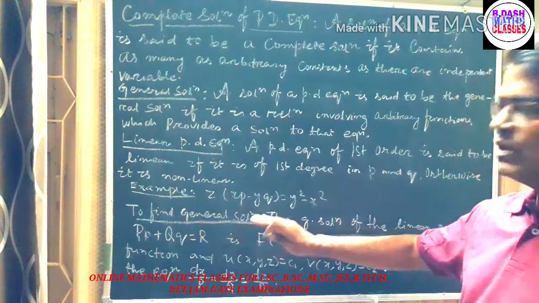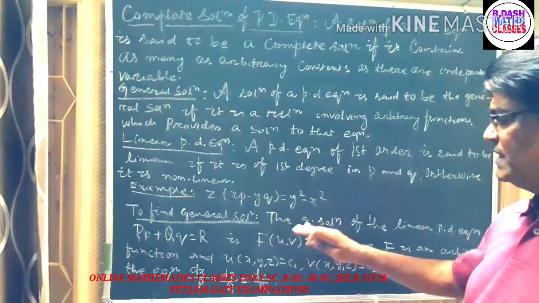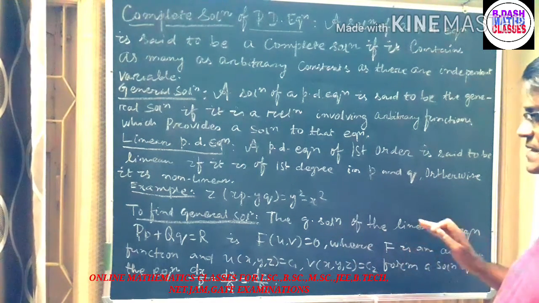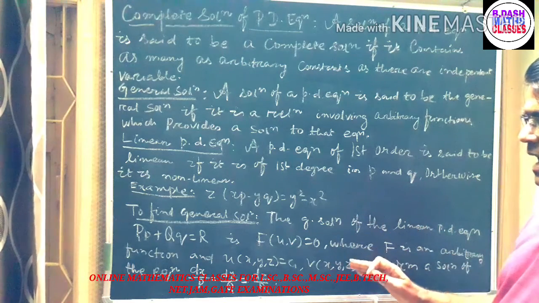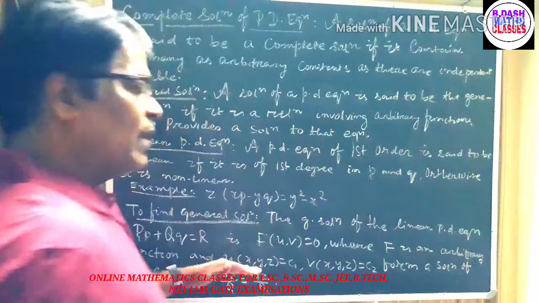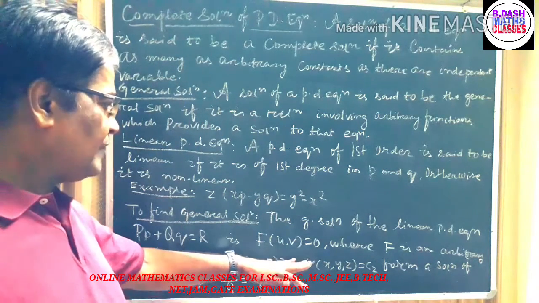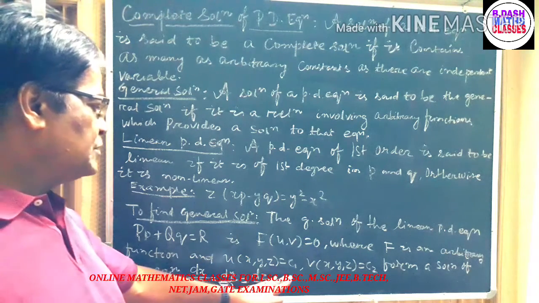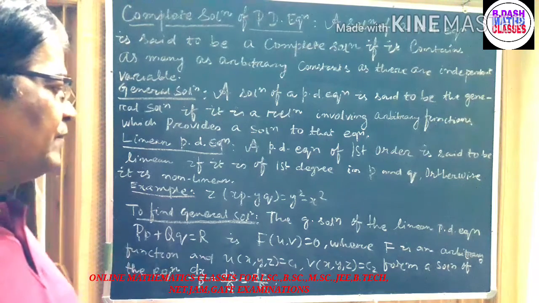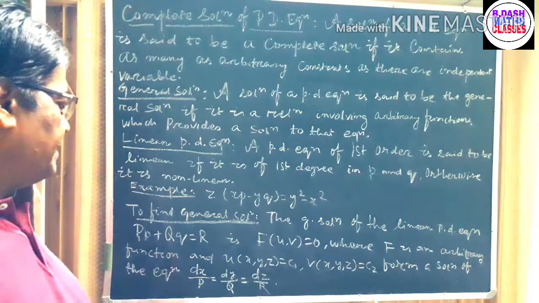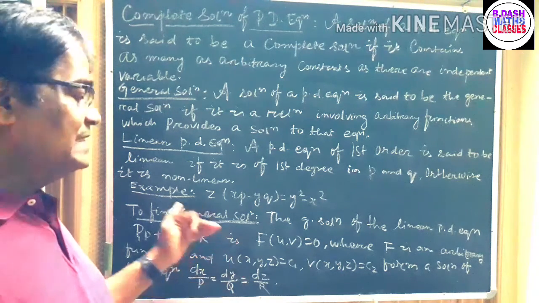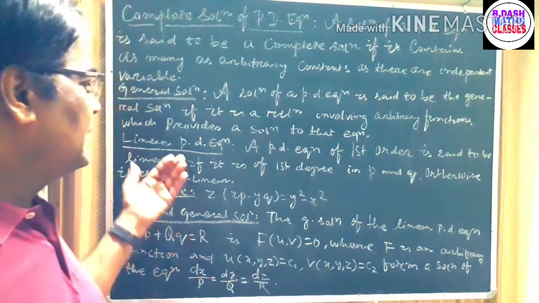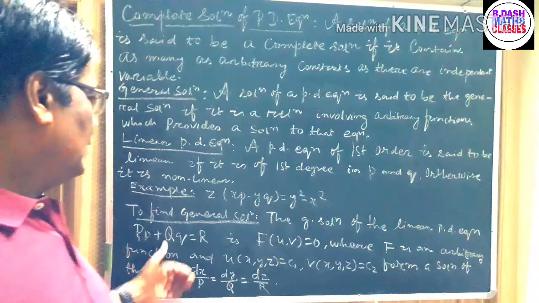To find the general solution of a linear partial differential equation, this is the rule by which you can find it. The general solution of the linear partial differential equation PP plus QQ is equal to R is F of (U, V) is equal to 0, where F is an arbitrary function and U(x,y,z) is equal to C1, V(x,y,z) is equal to C2 form a solution of the equations dx by P is equal to dy by Q is equal to dz by R. Let us apply this procedure to find the solution of a linear partial differential equation.